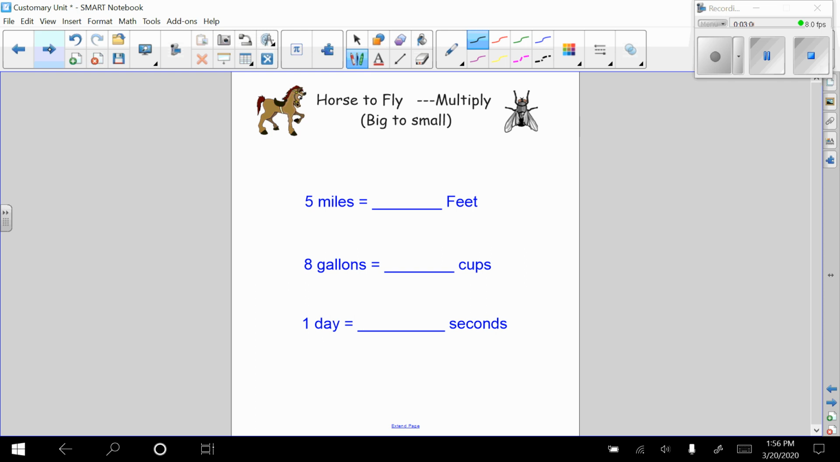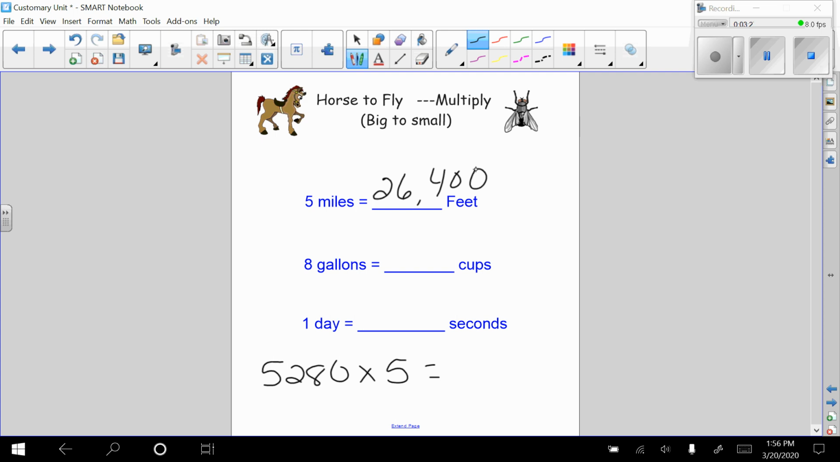So let's try to do some measuring. Going from the big to the small, that means I'm multiplying. If I have 5 miles, how many feet is that? Well, you just wrote down that 1 mile is 5,280 feet. So take 5,280, multiply that by 5. What do you get? You get 26,400 feet.